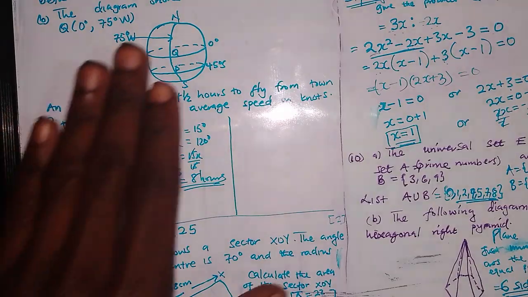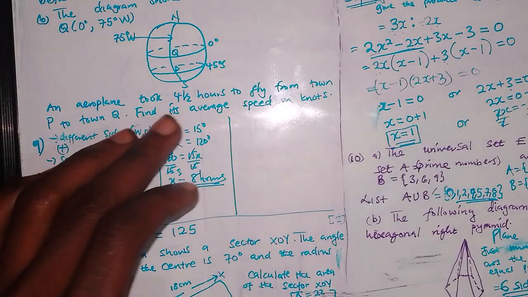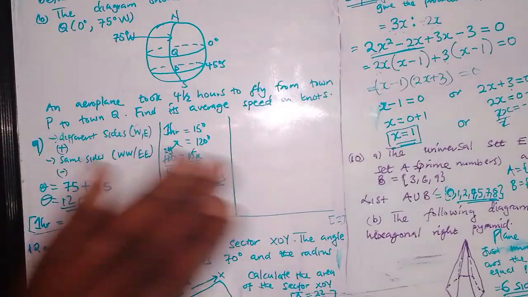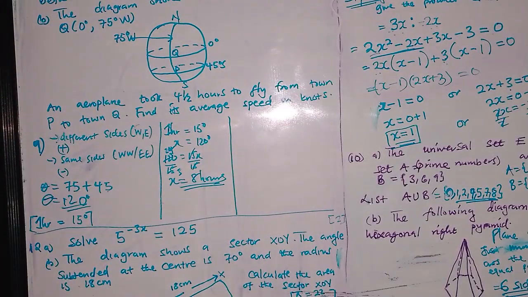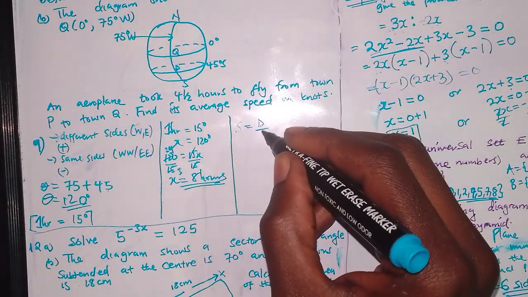Moving on to our part B. The diagram shows town P at 45 degrees south, 75 degrees west, and Q at 0 degrees and 75 degrees west. An aeroplane took 4.5 hours to fly from town P to town Q. Find the average speed in knots. So what is the formula for speed? Speed is equal to distance divided by time.